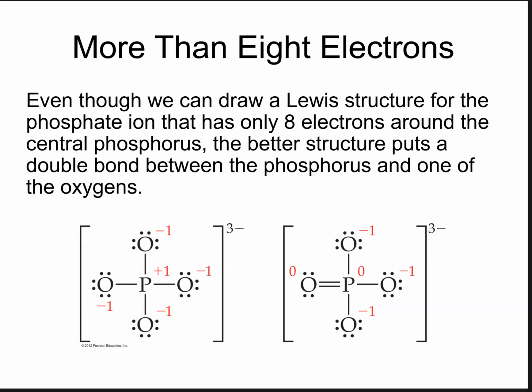Anything else would cause a positive charge on the phosphorus at the expense of reducing an oxygen with a negative charge. And when we talk about putting negative charges on elements, remember it's always the most electronegative element that's going to have the formal charge.